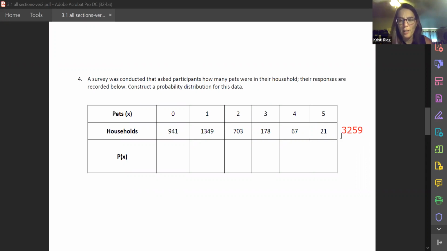Okay, so there is our denominator, the 3259. Here, if I use my fraction button, if I say 941 over 3259, it's going to give me a decimal. It just is because there are so many big numbers involved in it. So this one is just going to be a decimal. We'll say 0.289 because I'm rounding them to 3 decimal places. 1349 divided by my denominator.